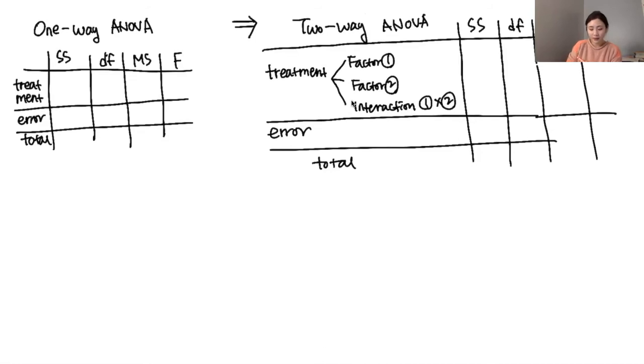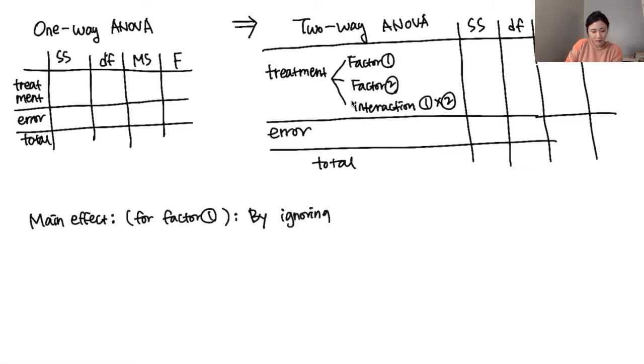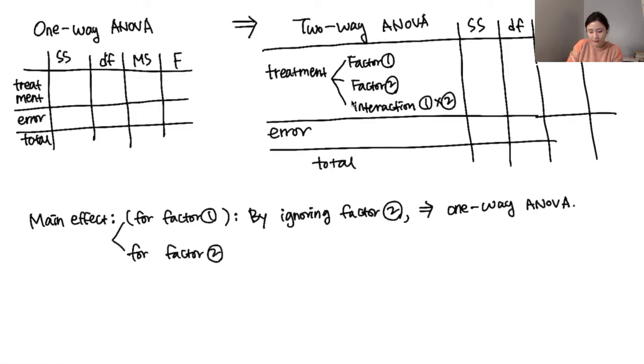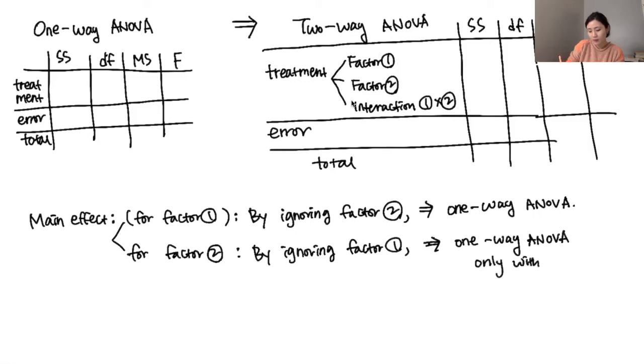So I'm going to simply explain what the main effect is. For factor 1, by ignoring factor 2, we just think of it as a one-way ANOVA with only factor 1. The main effect for factor 2 can be thought of as ignoring factor 1, so we can think of it as a one-way ANOVA with only factor 2.